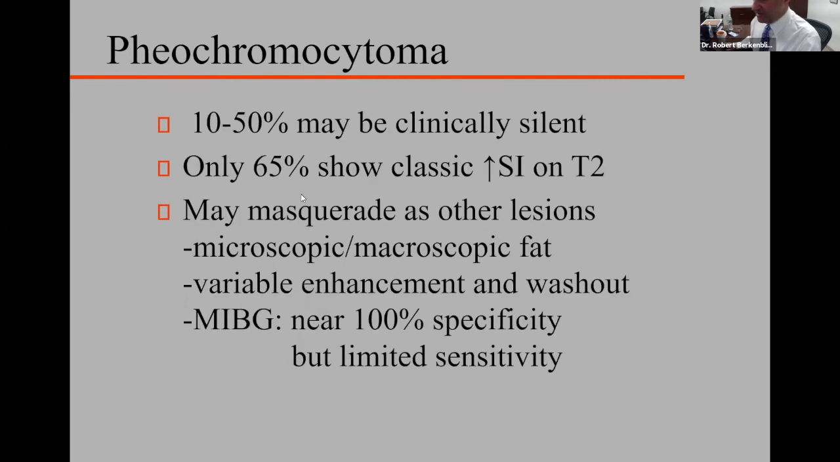A couple other statistics to keep in mind with regards to pheo is that 10 to 50% of pheochromocytomas may be clinically silent. Also, only about 2/3 of pheos show classic increased signal on T2. Something else to keep in mind about pheochromocytomas is they may masquerade as other lesions. They may have microscopic or macroscopic fat present. They may have variable enhancement and washout. An MIBG, a nuclear medicine scan, while it has nearly 100% specificity for a pheo, has limited sensitivity.